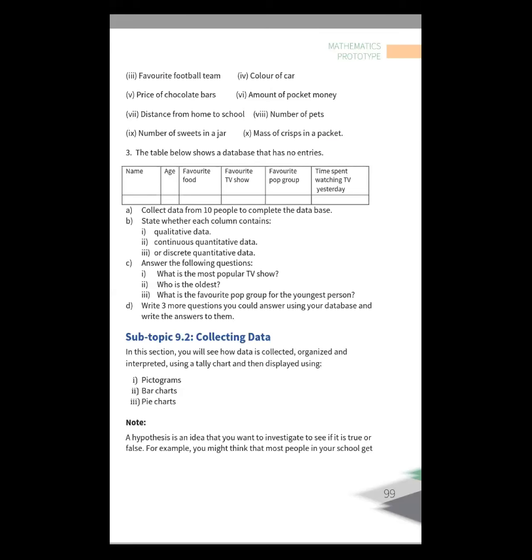Part B, state whether each column contains qualitative, quantitative discrete, or quantitative continuous data. So for qualitative, I put the name, the favorite pop group, favorite TV show, and favorite food. And for continuous quantitative data, I put the age and the time spent watching TV, because I think time is continuous because it can be stated as 1.5 hours and those things.